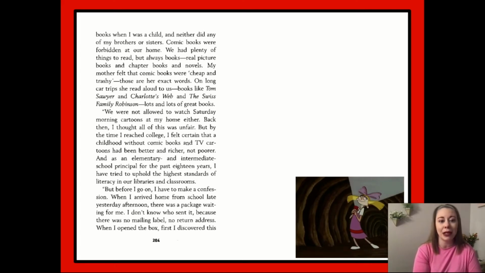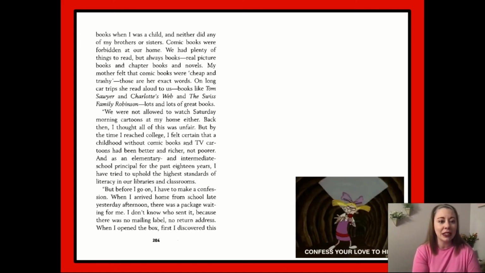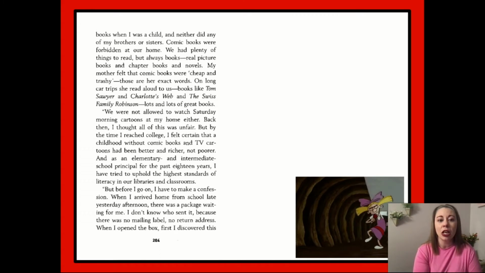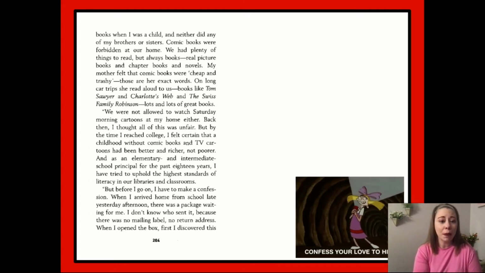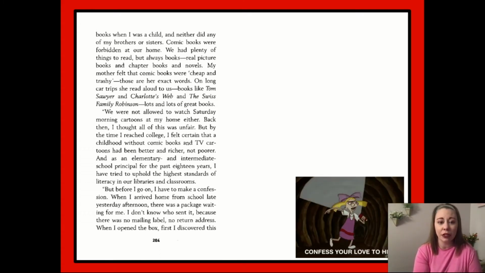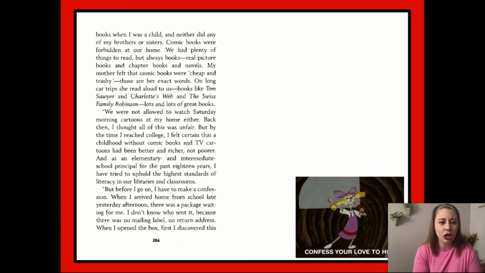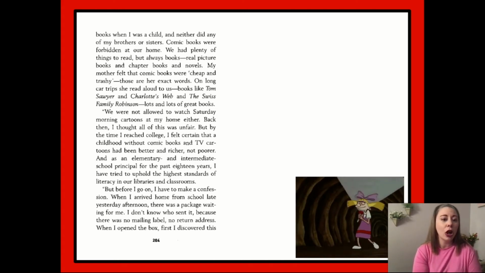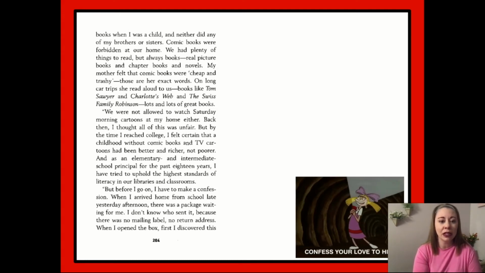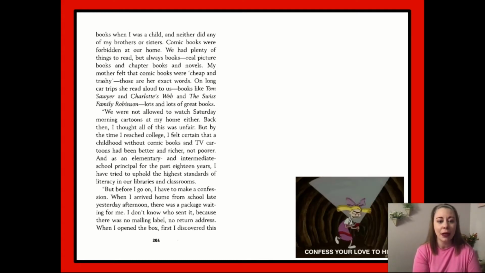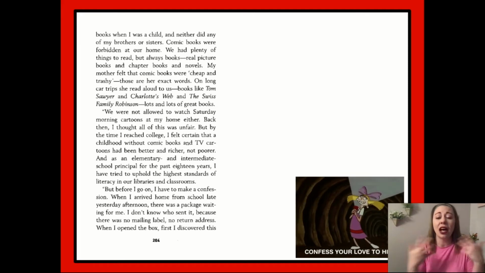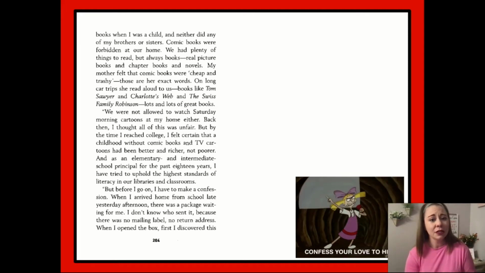Comic books were forbidden at our home. We had plenty of things to read, but always books. Real picture books and chapter books and novels. My mother felt that comic books were cheap and trashy. Those are her exact words. On long car trips, she read aloud to us books like Tom Sawyer and Charlotte's Web and The Swiss Family Robinson. Lots and lots of great books.